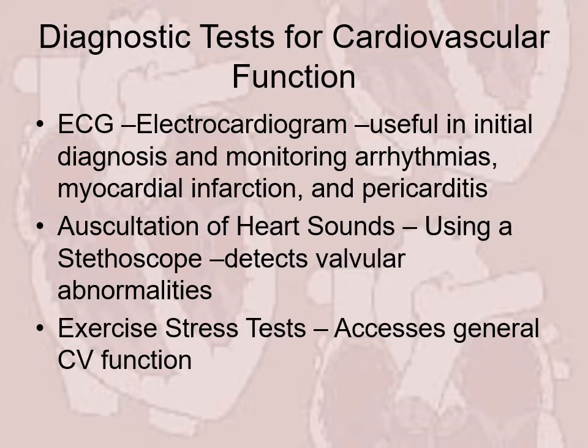Diagnostic tests for cardiovascular function include ECG, which is the electrocardiogram. This is useful in initial diagnosis and monitoring arrhythmias, myocardial infarction, and pericarditis. Auscultation of heart sounds using a stethoscope detects valvular abnormalities or abnormal shunts of blood that occur, like heart murmurs. Exercise stress test, could be a bicycle, step, or a treadmill, assesses general cardiovascular function and checks for exercise-induced problems such as arrhythmias.